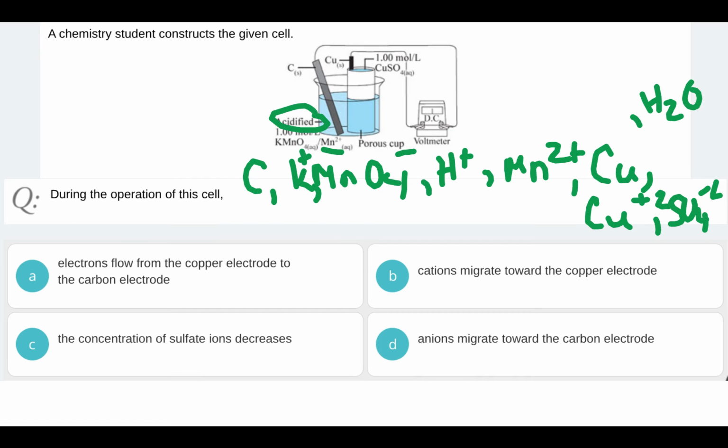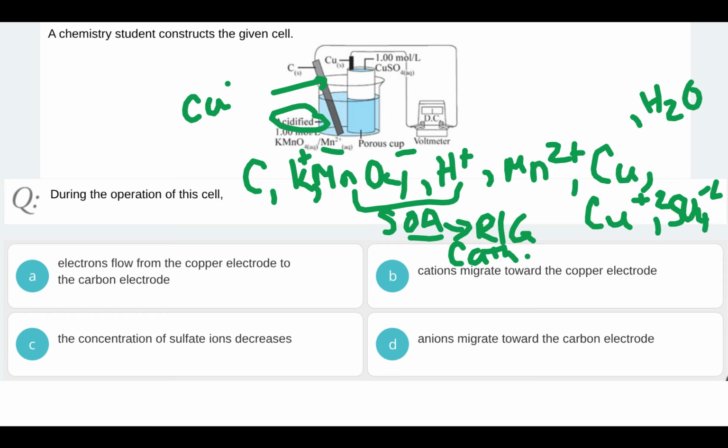Now looking at that, all I really need to realize right away is that the MnO4 and the hydrogen ion is my strongest oxidizing agent, right? If I looked at page 7 of the data booklet, that's one I would find first. So if I'm an oxidizing agent, I'm undergoing reduction. And if you're undergoing reduction, that happens at the cathode. So that means that this part here with carbon, that is the cathode.